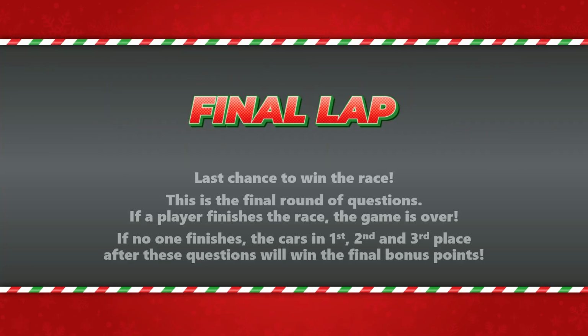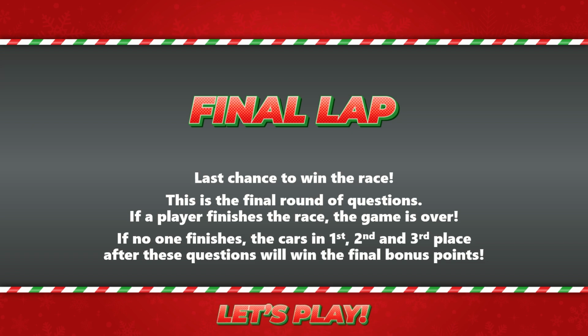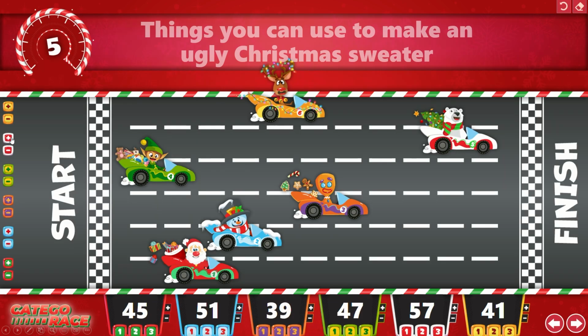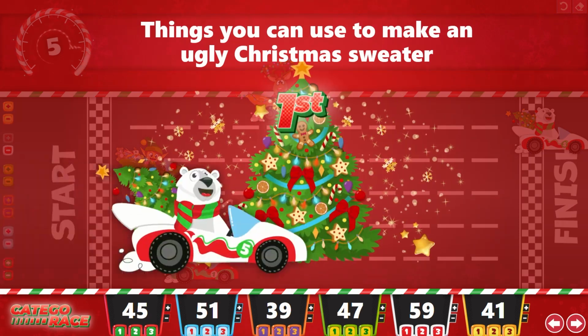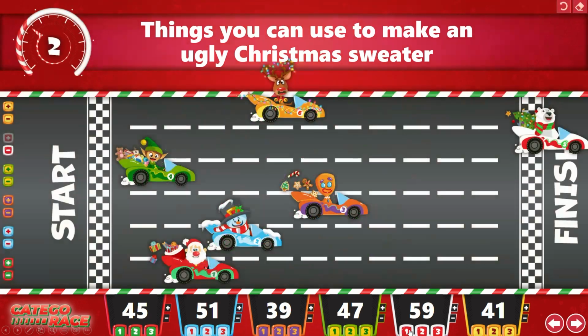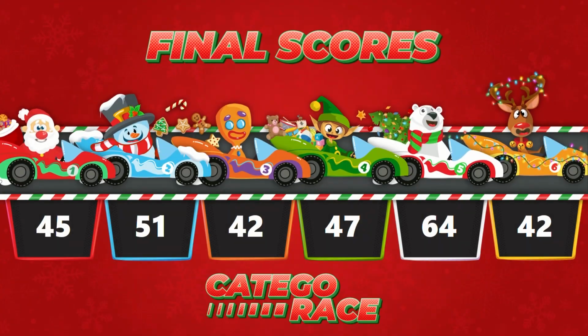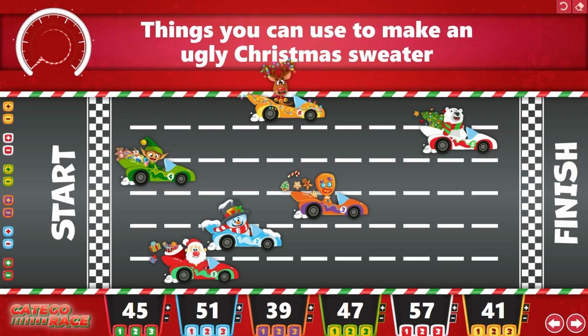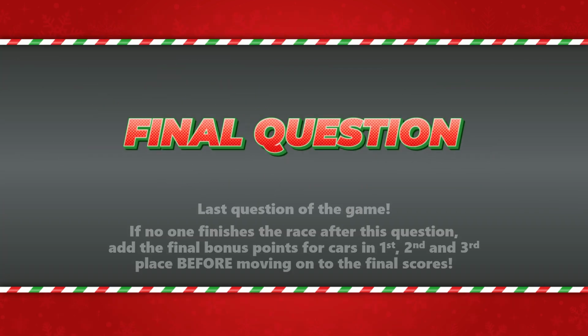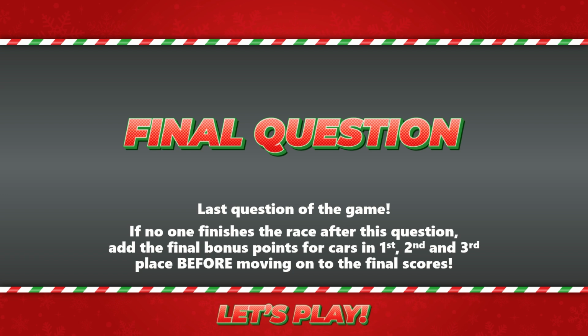At the end of the game, there is a final lap with a final round of questions. If a player finishes the race during the final lap, the game is over, and after you've added the final bonus points, you can click the right arrow to go to the final scores slide. But if no one has finished the race after the final question, the cars currently in first, second, and third place will win the final bonus points. There's a slide before the final question to remind you to add the final bonus points, and then you can click the right arrow to go to the final scores slide.